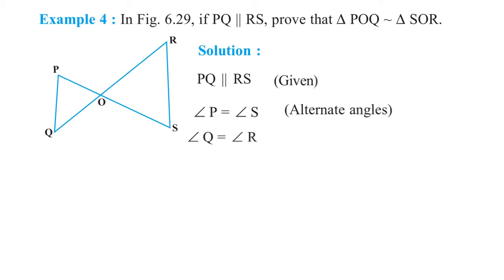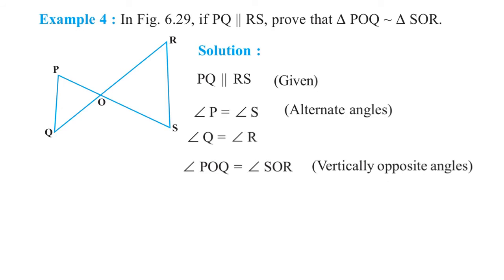Now, look at angle POQ, this angle, and angle SOR, this angle. These two angles, what will they be? They will also be equal. Why do you say that? Because they are vertically opposite angles. So this angle is equal to this angle, this is equal to this, and this is equal to this. So the three angles of one triangle are equal to the three angles of the other triangle.